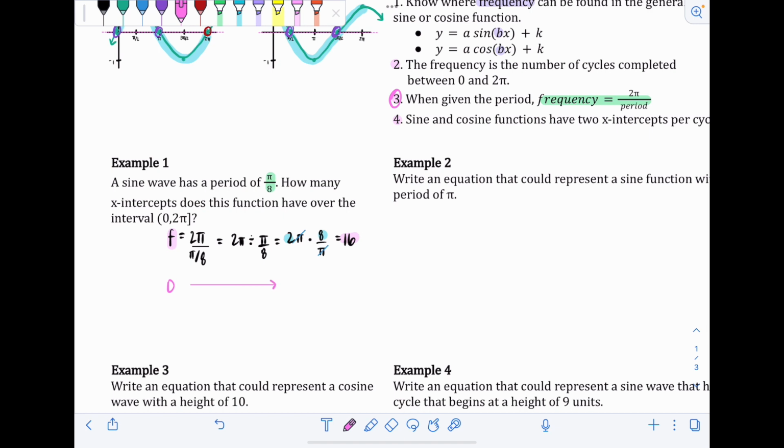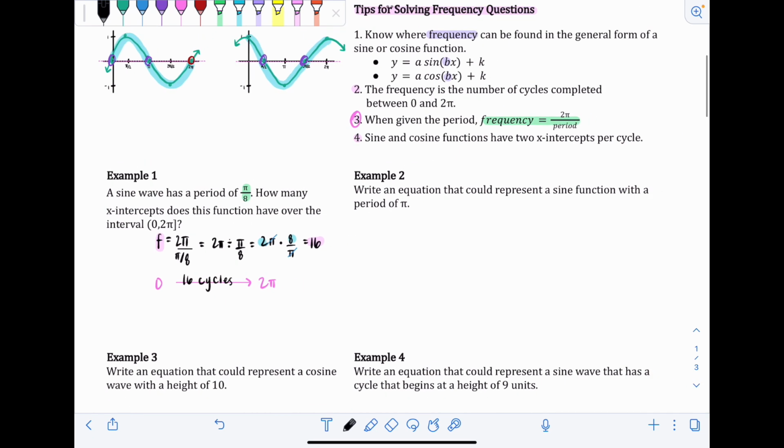This isn't going to be a graph. It's just kind of trying to make it a little bit more visual. So if the frequency is 16, that means that over that interval from 0 to 2 pi, there's 16 cycles. So kind of 16 waves, like copycat waves of themselves.